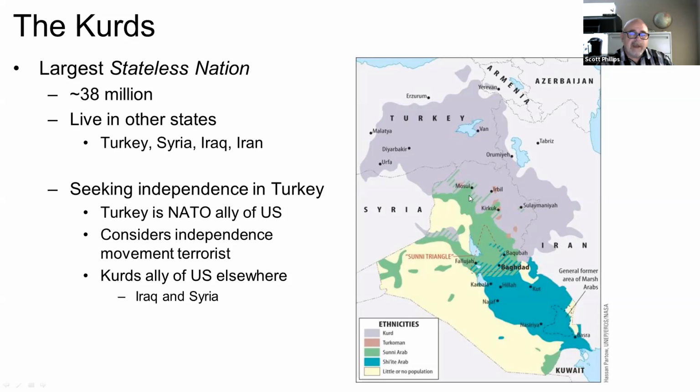But then on the other hand, in Iraq and in Syria, the Kurds have been an ally of the United States on the war on global terrorism in the past. And so Turkey is an ally of the United States and NATO, but we're also allied with groups that Turkey is opposed to. So it can lead to a very complicated situation.